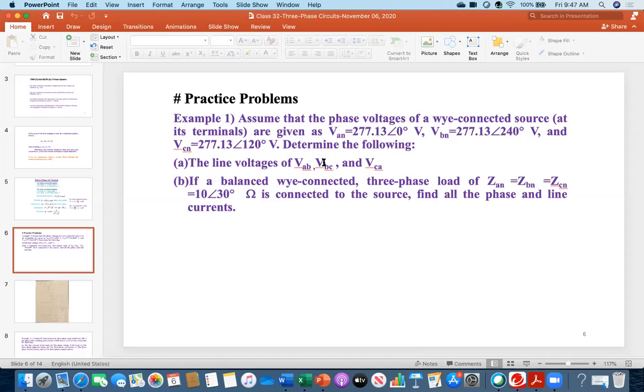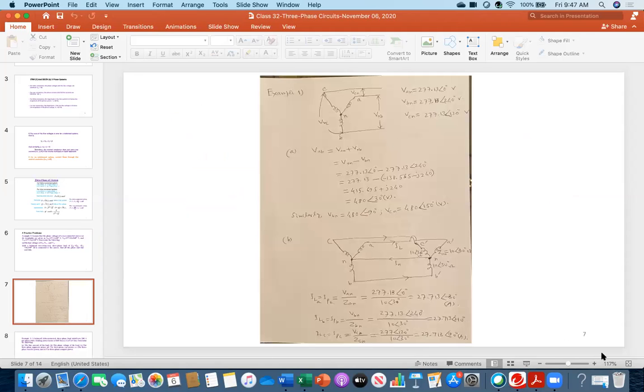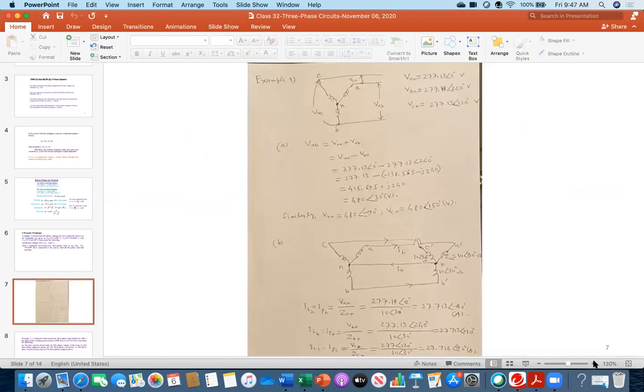Now, based on that, you calculate the line voltage. Line voltage means what is the voltage between phase A and B? That is the meaning of VAB. What is the voltage between phase B and C? That is the meaning. What is the voltage between C and A? So therefore, first let's solve this, and then I will come back again for the second part. So everybody say, let me make it bigger.